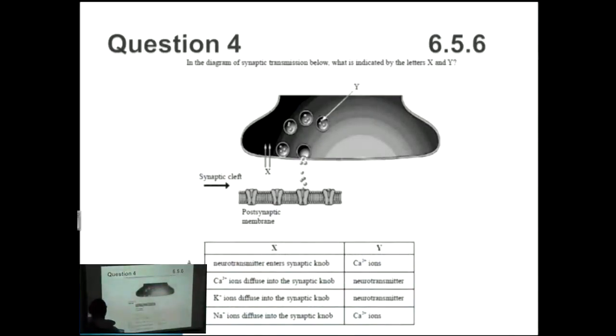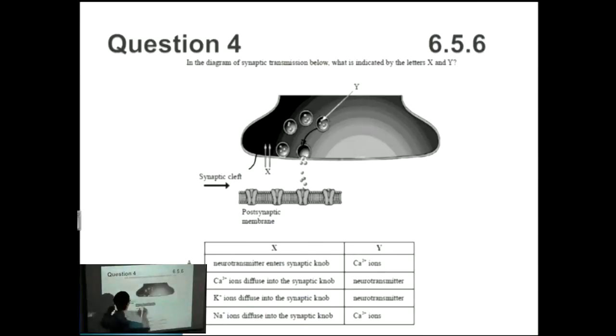Question number 4. So now we're finally getting into synaptic transmission. What is indicated by the letters X and Y? So with the letter X, something is going in, and with Y, something seems to be coming out. You've got these vesicles which fuse with the presynaptic membrane, and then things are coming out.